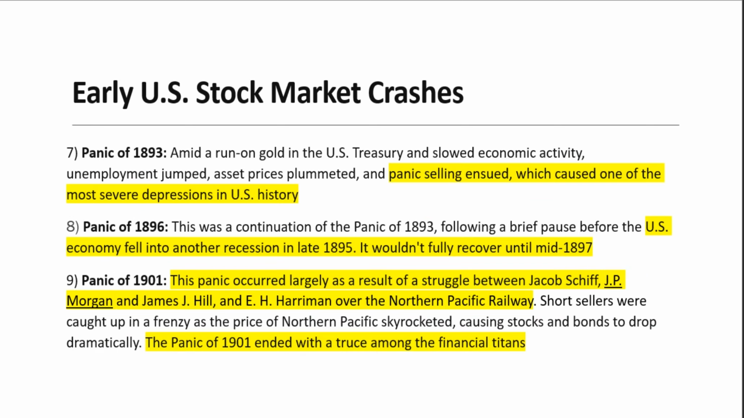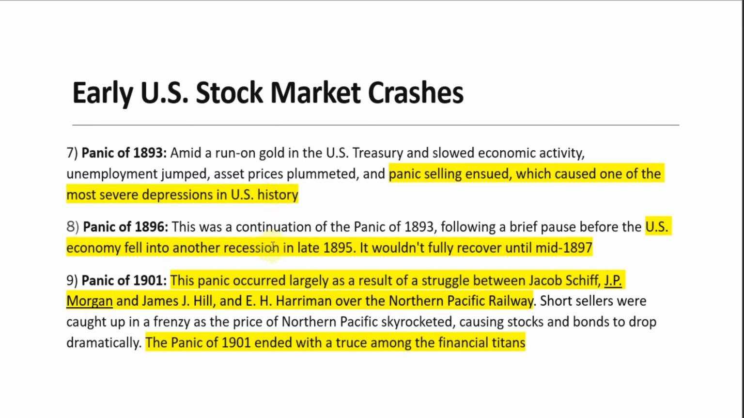And then we go to the Panic in 1893. Hey, it just seems like it's happening again, again, again. And here we go. A run on gold in the U.S. Treasury slowed economic activity. And of course, when you slow economic activity, you have unemployment, and then your asset prices plummeted because there's not people out there supporting the markets. And then when the prices come down, you get panic selling, and it caused one of the most severe depressions in U.S. history. Okay, there we go.